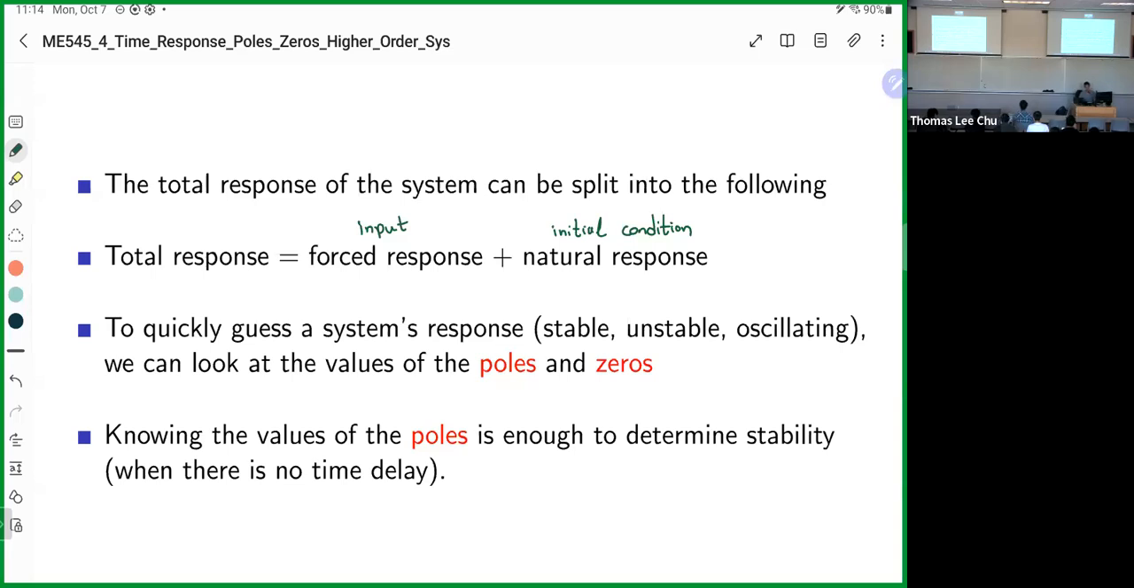And when there is no time delay. So there's actually a case when you have enough time delay, a system does become unstable, even if you have stable poles. We'll talk about that in chapter 10.